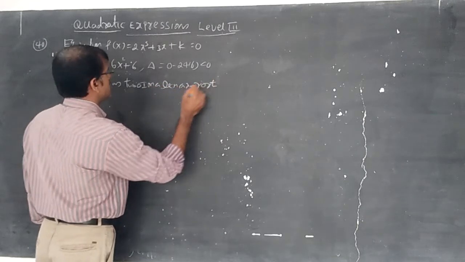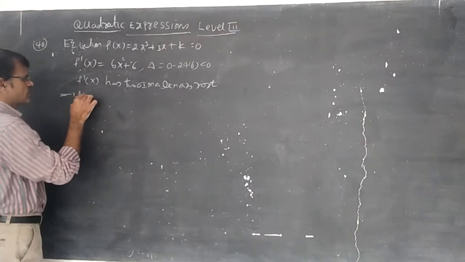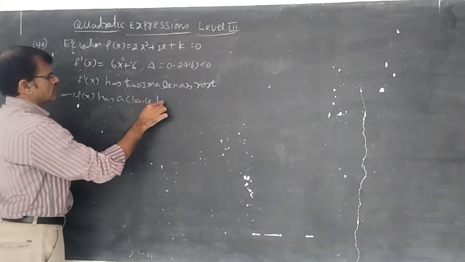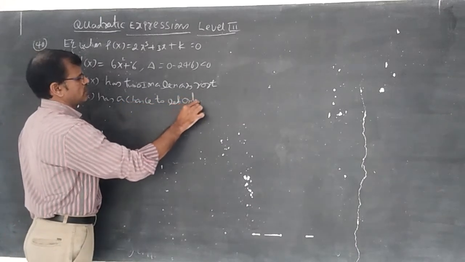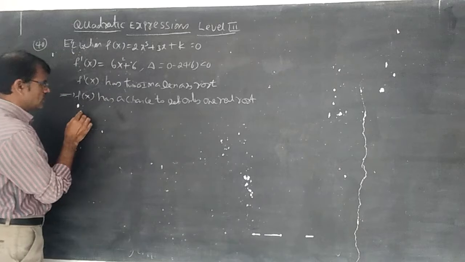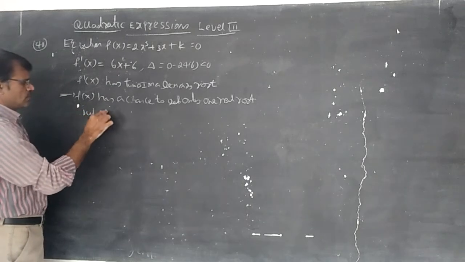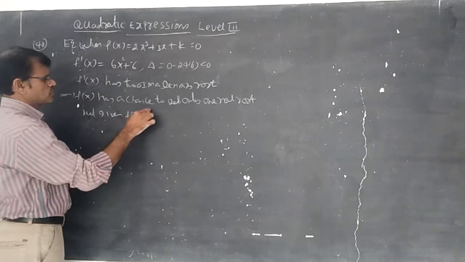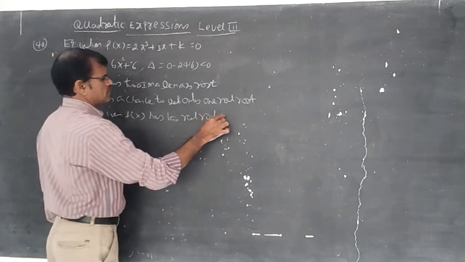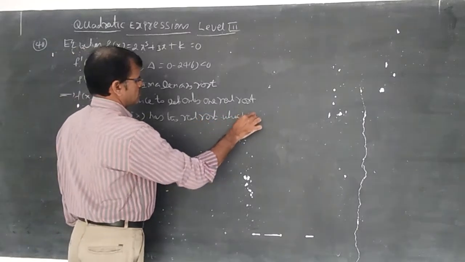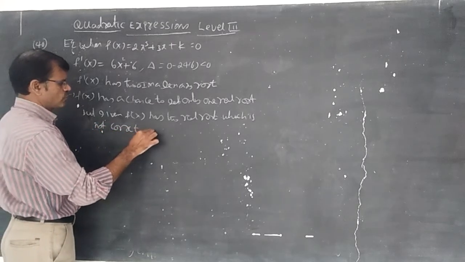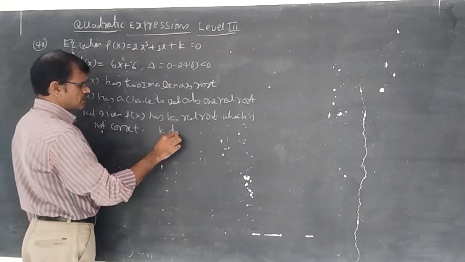f dash x has two imaginary roots. That implies f of x has a chance to get only one real root. Only one real root. But given, f of x has two distinct real roots, which is not correct, which is not possible. Therefore, it is wrong. K does not exist.